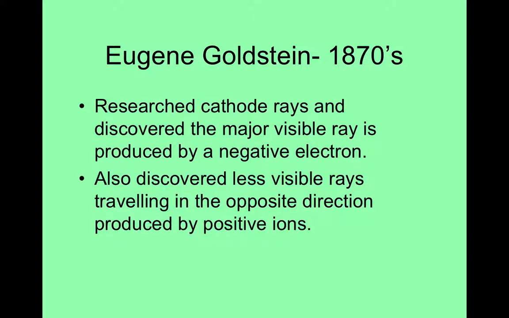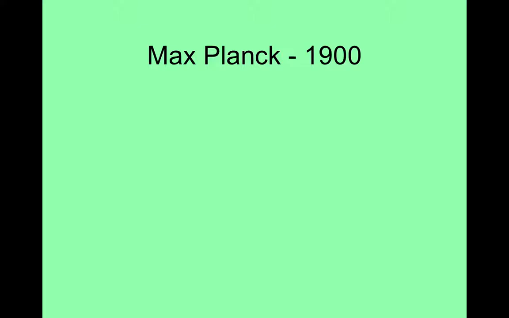I want to talk a little bit about another scientist, Eugene Goldstein. Goldstein researched cathode rays and discovered the major visible ray is produced by a negative electron. So Eugene Goldstein discovered that the major ray was caused by a negative charge. He also saw other rays going in the opposite direction, and those were produced by positive ions. Now, this isn't so much a part of the test, so it's just to kind of give you a complete picture here with Goldstein.